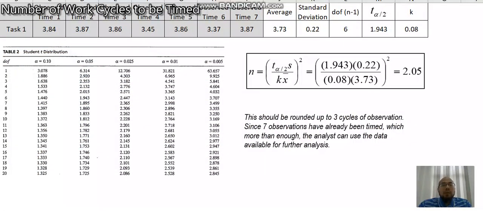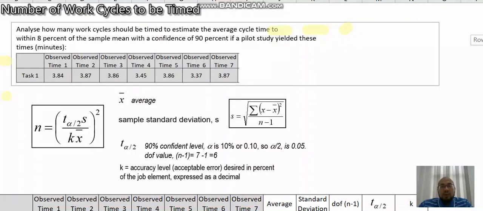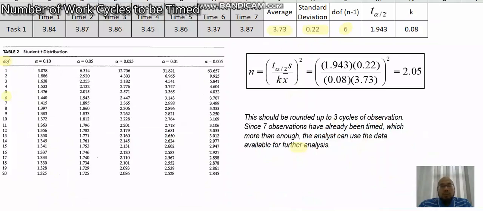Start with the average. The average is 3.73, and the standard deviation value for task 1 is 0.22. We know that the degree of freedom of the example is 6, and the alpha divided by 2 value is 0.05. So refer to column 0.05. For degree of freedom 6 and alpha 0.05, the t alpha divided by 2 value is 1.943.